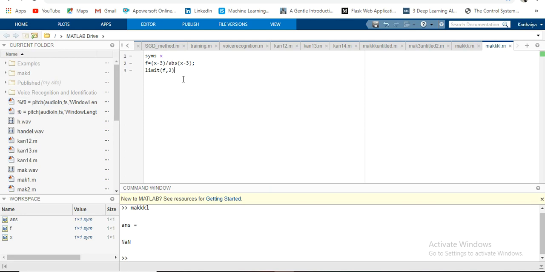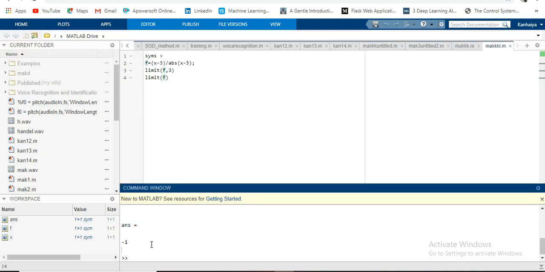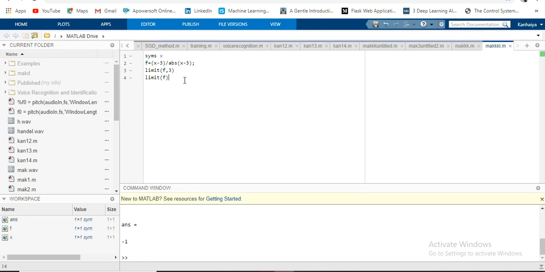Is it so that this limit doesn't exist everywhere? Let's check for 0, limit f. Let's try and see at 0 what it is giving. Okay, at 0 it is giving minus 1. That means the limit exists at 0, but the limit doesn't exist at 3. If the limit doesn't exist, that means its left hand limit and right hand limit should be different. Let's check for left hand limit and right hand limit.